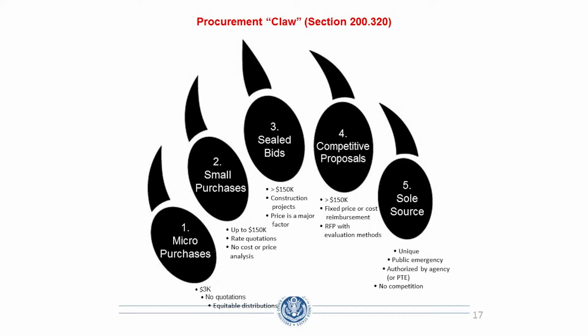So for micro purchases, no quotations are required, and there's an encouragement for equitable distribution. This means if you generally shop at CVS, every now and then go to Walgreens. That's what it means. Don't just automatically buy your stuff at the same place. Try to shop around. That's what we're talking about at $3,000. But there's no documentation requirement, no cost price analysis.